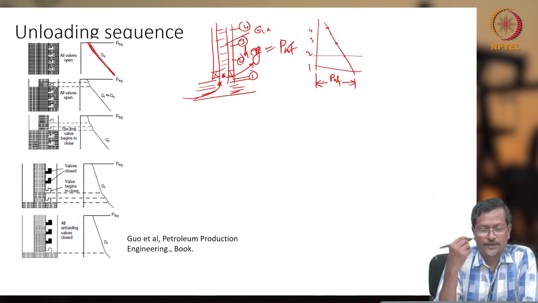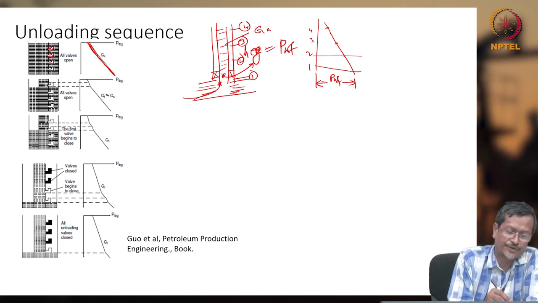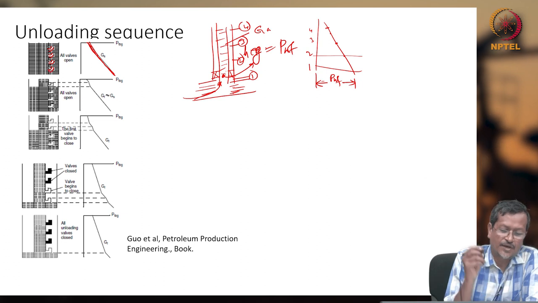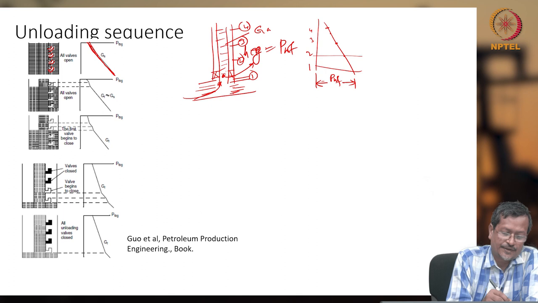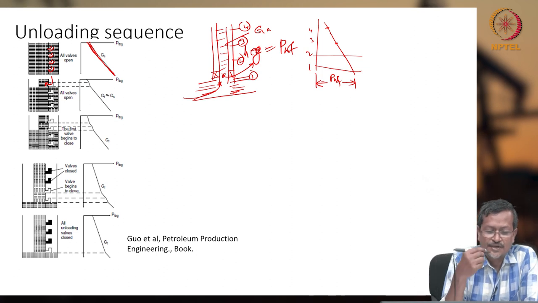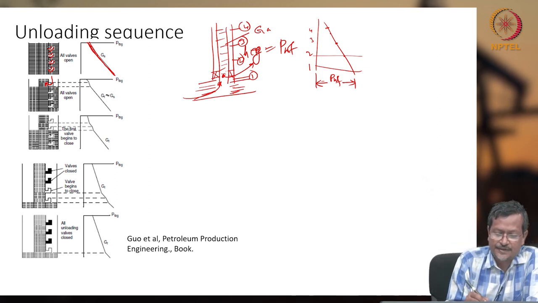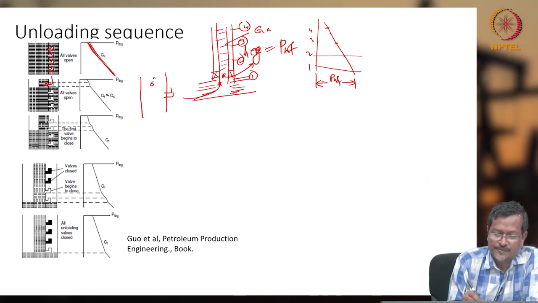Now you have several valves fixed already at the beginning, 1 2 3 4 valves are fixed here, initially all valves are open. Now you start injecting gas from surface, first valve open, gas injected, so when gas is injected, lots of bubbles will be created in the first valve.